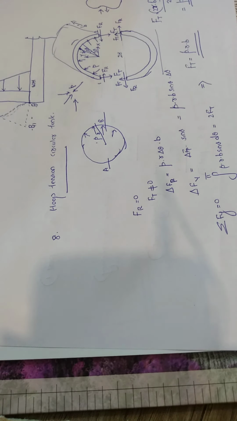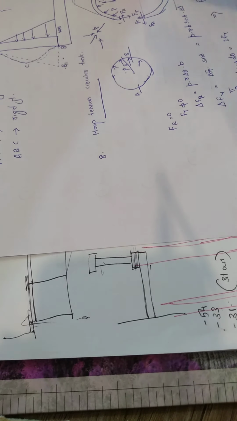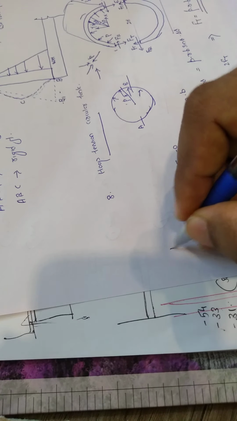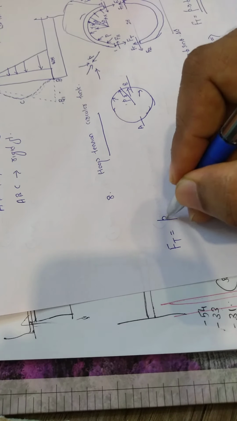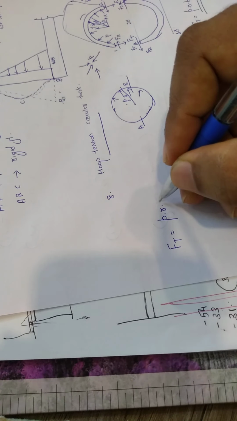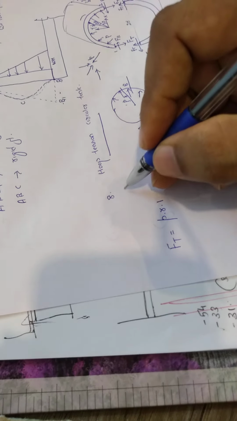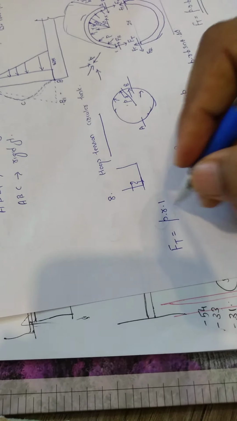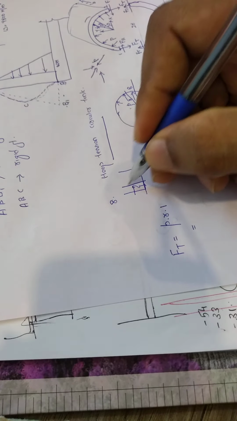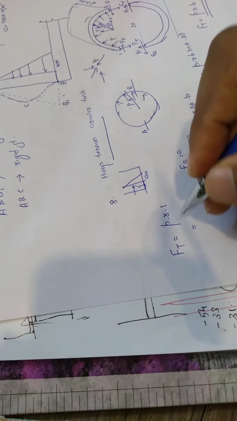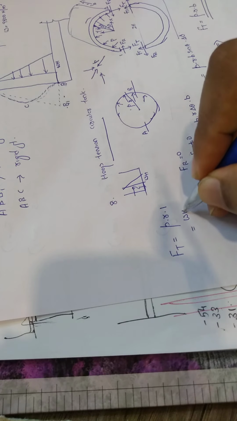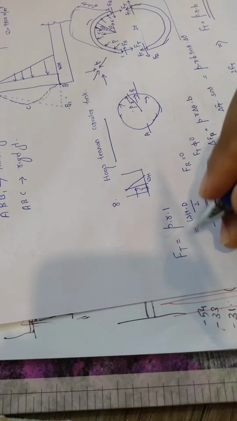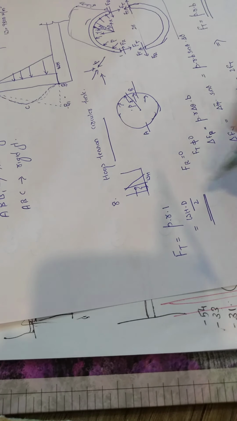In the case of our circular tanks, the hoop tension that we take is Ft equal to P into R into 1, instead of B. Why? Because we are considering a unit height. We know that at the bottom the pressure is W into H. So P is equal to W into H, and instead of R I can write D by 2. This is how we get Ft. The hoop tension is W H D by 2 at the bottom.